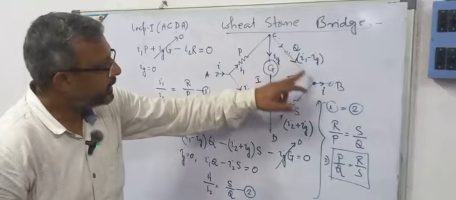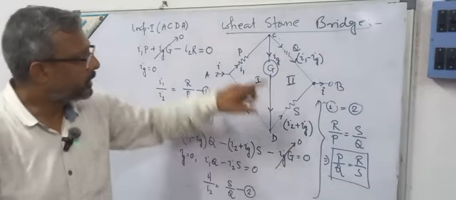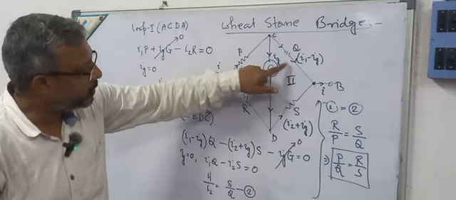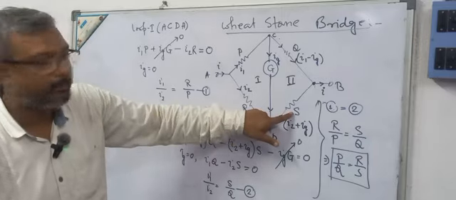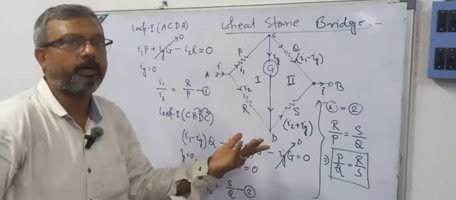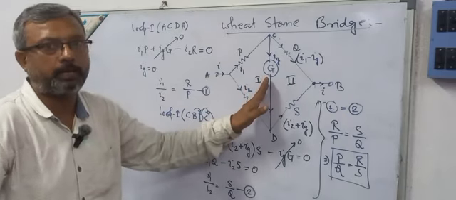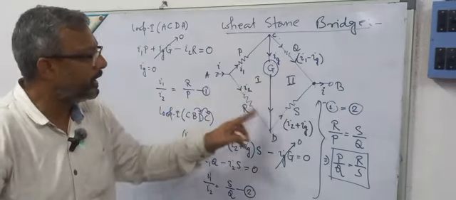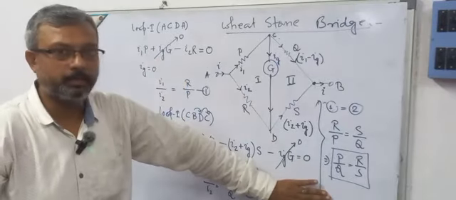Clear? So see, I have got this principle. If the ratio of P by Q is equal to R by S, then no current will flow through the galvanometer. But I have proved it in the reverse way, that if no current flows through the galvanometer, then the ratio will be the same. So this is the Wheatstone bridge.